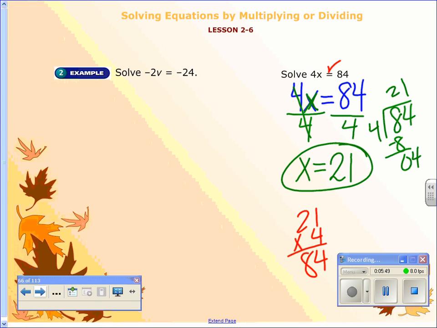Now do the same with this negative 2 times b equals negative 24. Same idea applies. Step 1, find the variable. Step 2, what number are they multiplying by here? And then do the opposite of it. I'm going to let you solve this problem, and when you're done, come back and check your answer. Go ahead and pause me now.